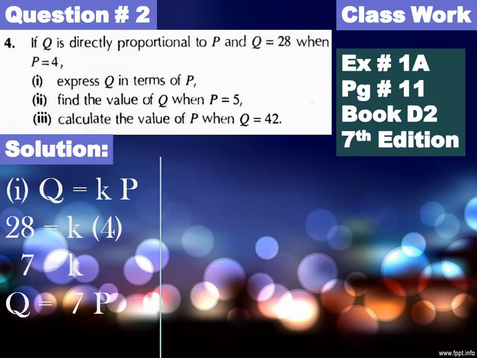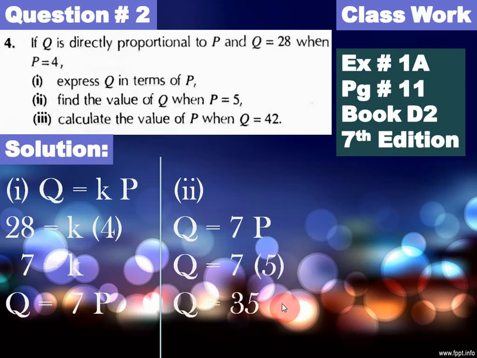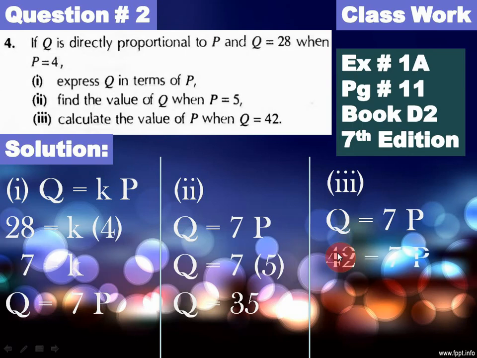Next, moving on, the second part. The second part is q equals 7 times p. It says find the value of q when p is 5. So just put the value of p in this equation and you get the answer, which is 35. q equals 35. Next, moving on, the third part: calculate the value of p when q equals 42. Now we have to put the value of q here. So q equals 42. p we have to find. 42 is divided by 7. So we get the answer 6.